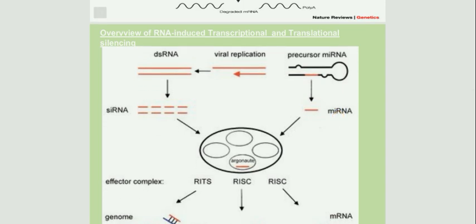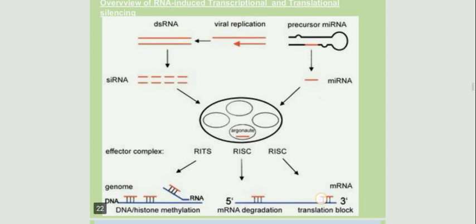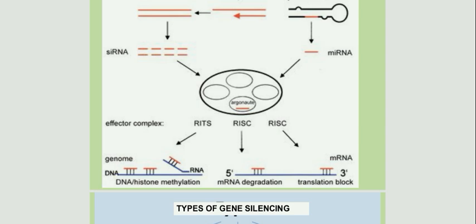Overview of RNA-induced transcriptional and translational silencing. gsRNA, viral replication, precursor miRNA, siRNA, effector complex, RITS, RISC. RITS, genome RNA, DNA histone methylation, mRNA degradation, translation block.